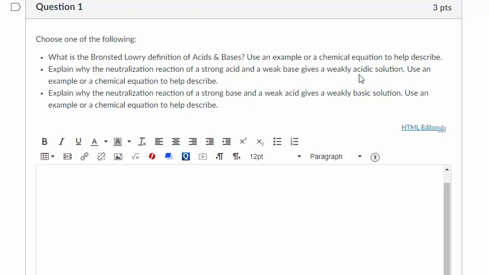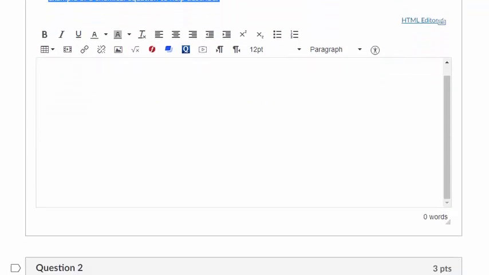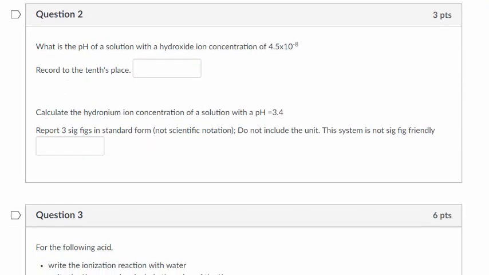Or explain why the neutralization reaction of a strong acid and a weak base gives a weakly acidic solution. Use an example or a chemical equation to help describe, or the corollary, why the neutralization reaction of a strong base and a weak acid gives a weakly basic solution. So these two, the explain whys, are pulled directly from the e-text. So you could view there for some guidance if you're still confused.